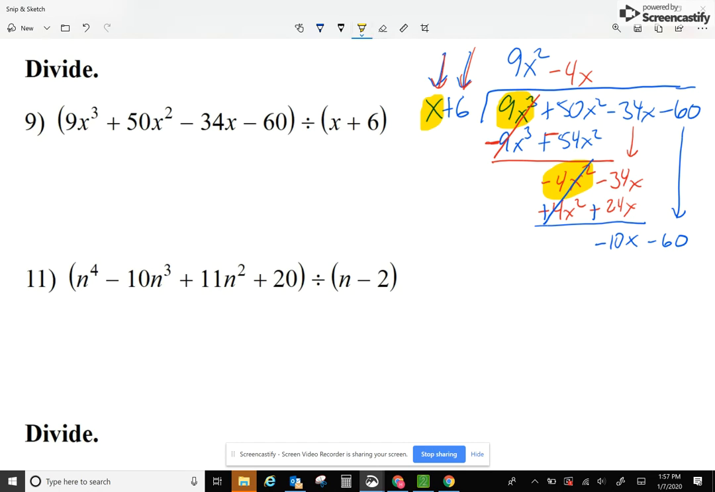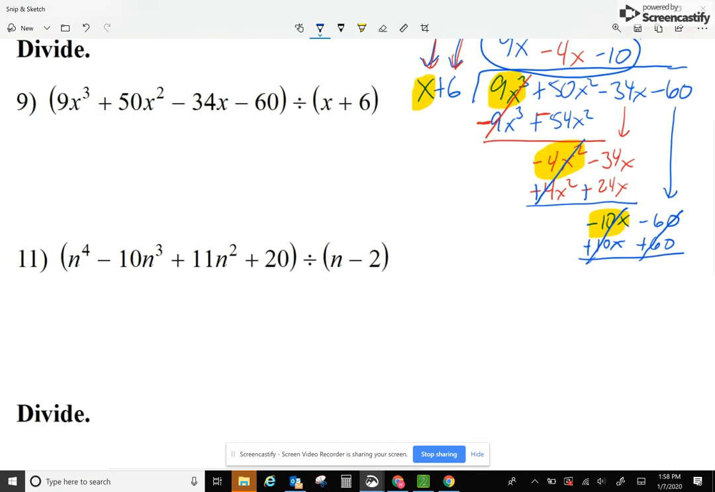Now divide the first term, negative 10x divided by x. That gives me negative 10. Multiply negative 10 to the two terms on the outside. Negative 10 times x is negative 10x. Negative 10 times 6, that's negative 60. Draw the line, change the signs. The first term should cancel out. The second term also cancels out, so we have no remainder. My answer is 9x squared minus 4x minus 10.